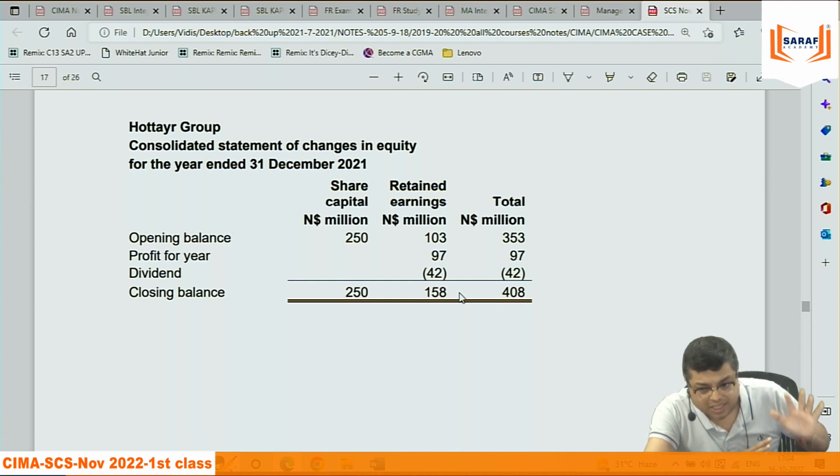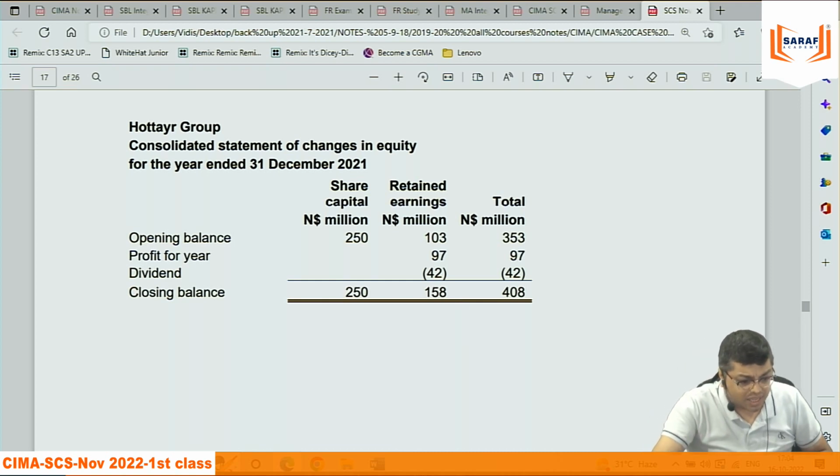So it depends upon their past history, their business nature. It is not understandable from this, and that is difficult to know. So we are not in a position to say whether the dividend is good or bad.